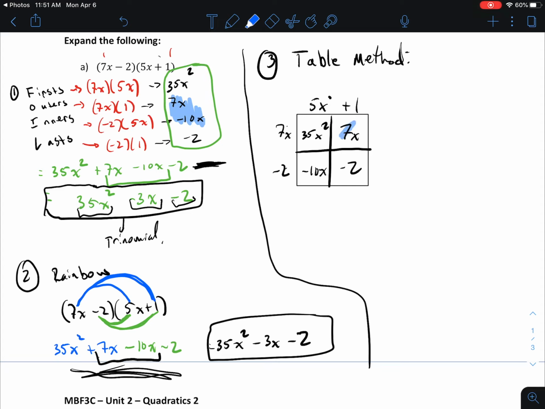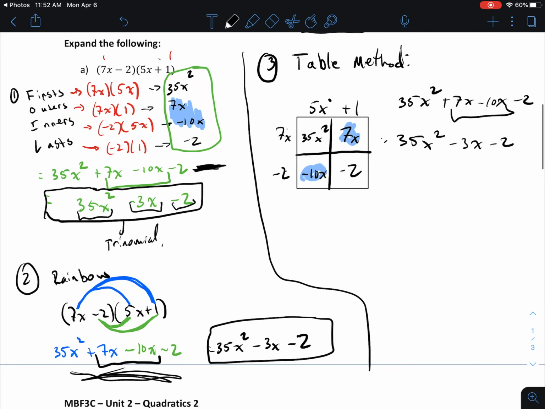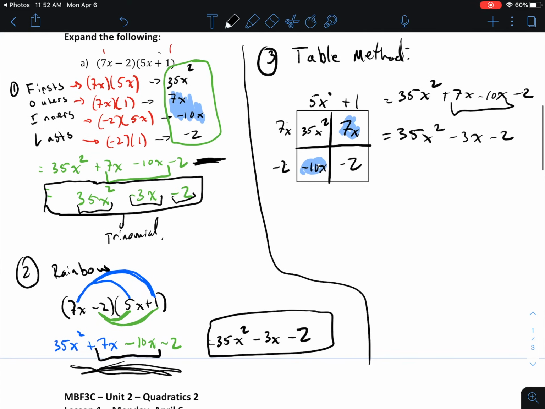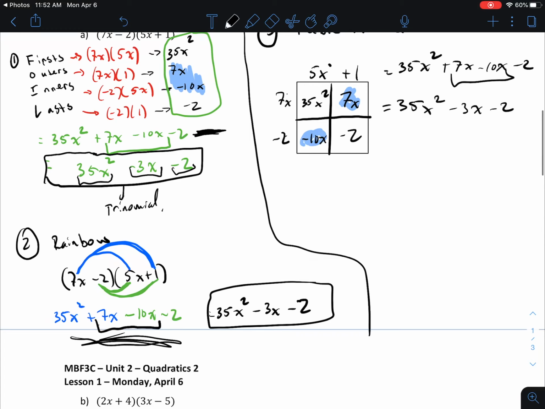So you simply get to go, okay, I see my 2 like terms here, 7x and negative 10x. You're going to add those together. So your next step is 35x squared plus 7x minus 10x minus 2. And then you can collect these 2 in the middle: 35x squared minus 3x minus 2. And that's it, that's all we're going to do. I'll do a couple more questions quickly for you. But you get to choose which of these 3 methods you like, right? They all work, they just take different forms sometimes.